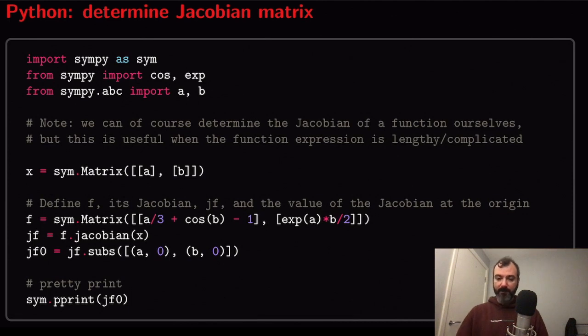For the same system, this is what we can do now in Python. If you don't want to do this whole thing on paper, or if you have a very complicated system, you can use the symbolic library of Python, SymPy.